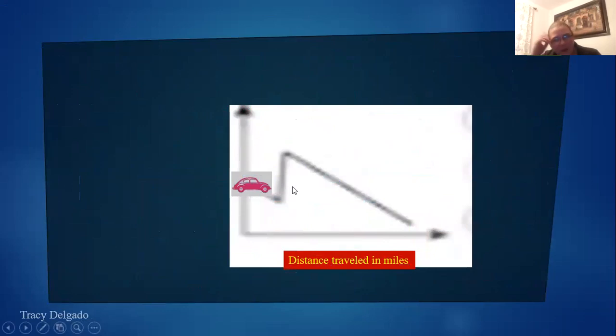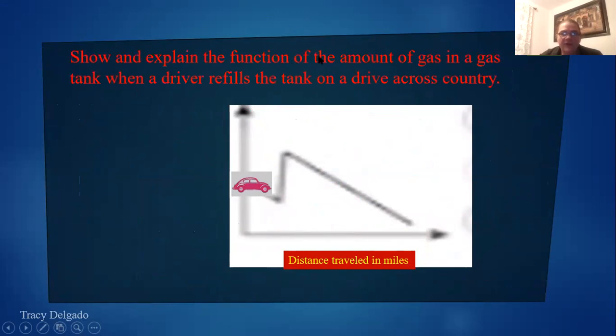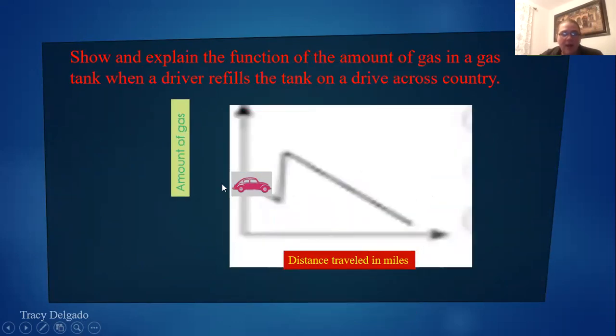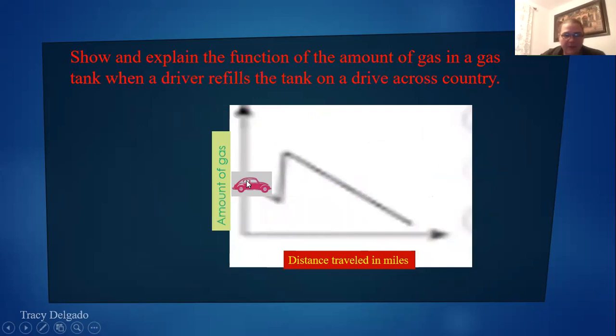In this first one, we are given a line that looks really intimidating if you don't know what you're trying to do. You're just looking at it like, well, okay, what does this represent? Our y-axis is the line going up and down, and our x-axis is the one going across. In this case, we're going to show and explain the function of the amount of gas in a gas tank when a driver refills the tank on a drive across country. Our x-axis is the distance traveled in miles, and the y-axis is the amount of gas that we use.